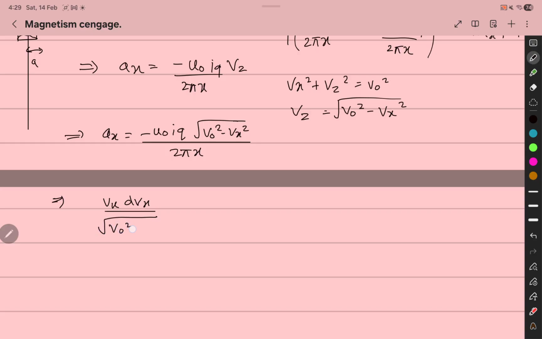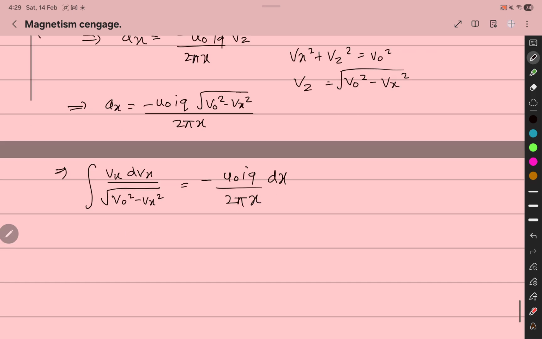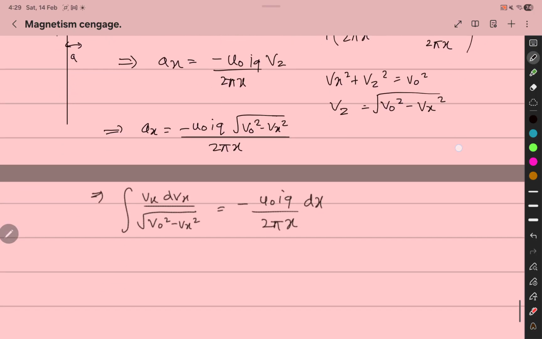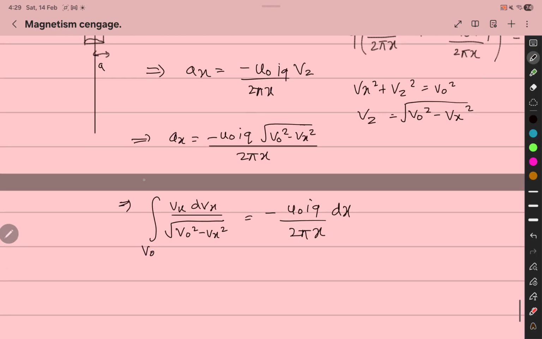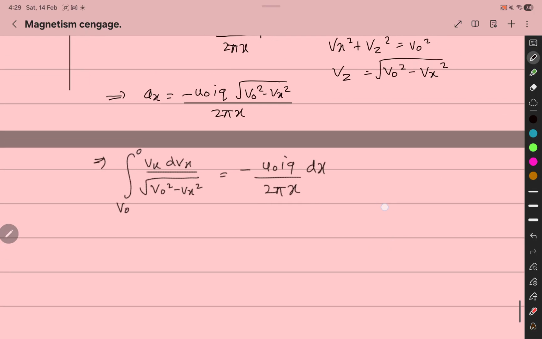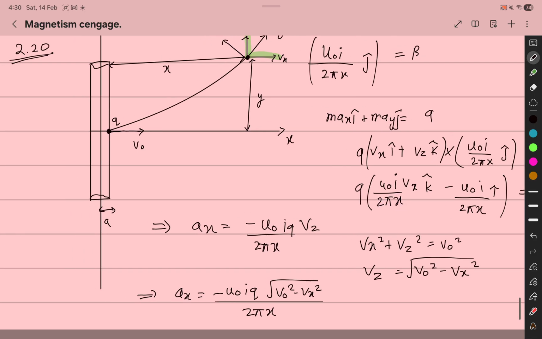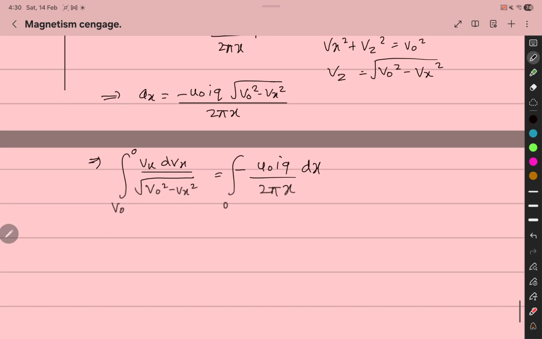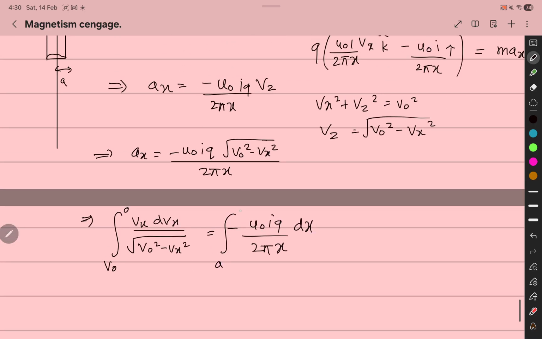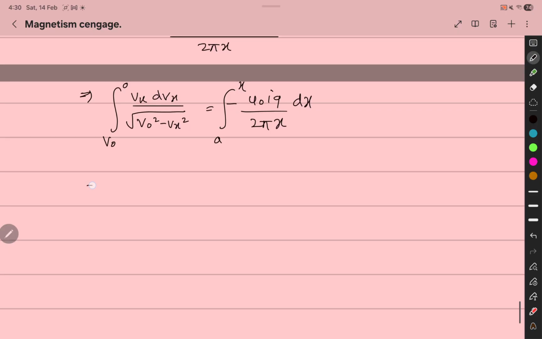So basically we'll get v naught square minus vx square is equal to minus mu naught I q by 2 pi x dx, right? Now clearly your limits for v are, initially it's v naught, and finally it's 0, because that's when the maximum separation is going to happen. And the initial separation is 0? No, wait one second. The particle is being projected from a, so the initial limit is a, right? So now final is x. So now we just have to integrate this value.